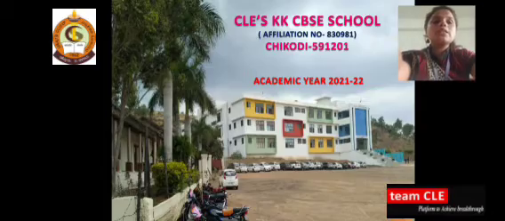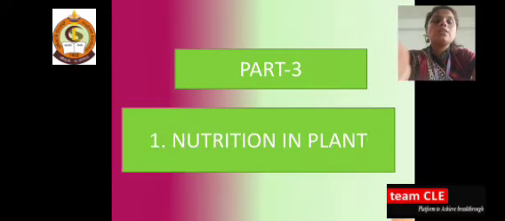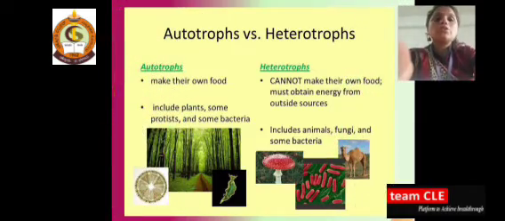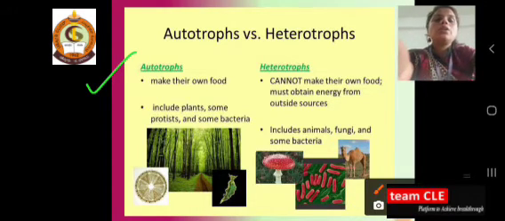So dear students, in today's class we are going to learn the next part of nutrition in plants. This is our part 3. Here we are going to discuss the first thing, autotrophs versus heterotrophs modes of nutrition. Autotrophs, as you already know, make their own food, including plants, some protists and some bacteria. Which bacteria have we included as an example? That is the cyanobacteria.